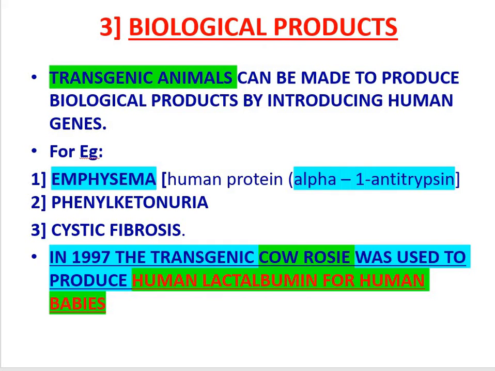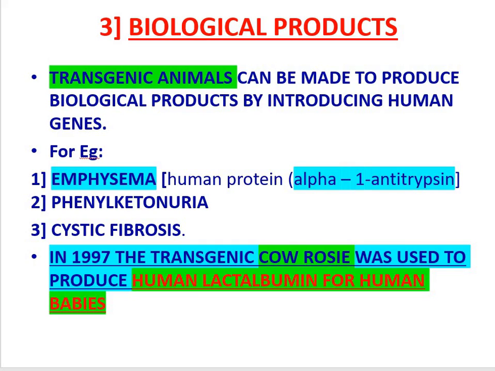Transgenic animals are very effectively used in production of various biological products. Transgenic animals can be made to produce these biological products because human genes are introduced into these animals. Various such products are successfully produced. For example, alpha-1 antitrypsin is a biological product which is obtained from transgenic animals, and this is used in the treatment of emphysema. Similarly, various products are used in the treatment of phenylketonuria, cystic fibrosis, etc.